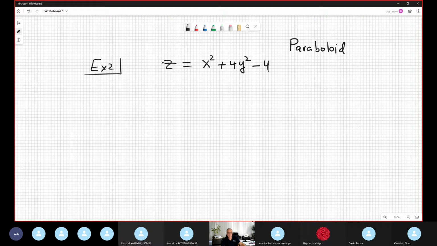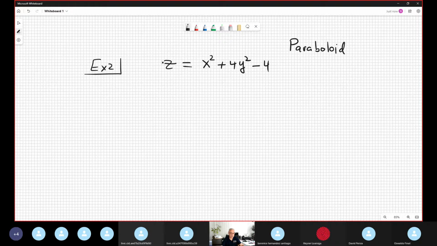This is in the traces now. In this case, it's not necessary to put a 1 on the right-hand side in standard form. In precalculus, we study the equation of the parabola, which is x squared equals 4py or y squared equals 4px, depending on whether the parabola is vertical or horizontal. The standard form is different for the paraboloid.